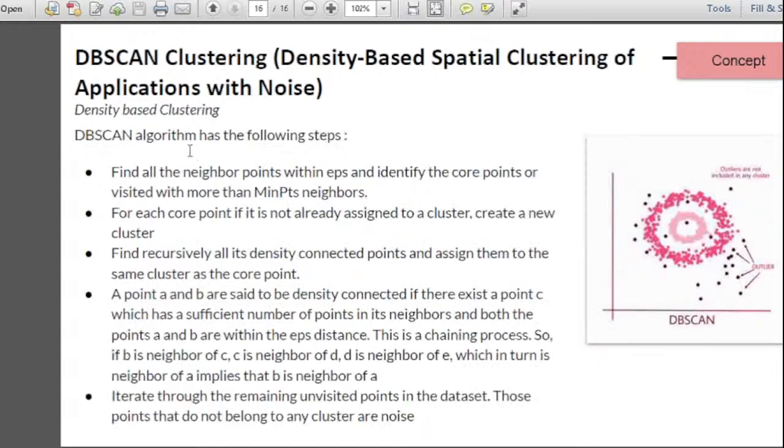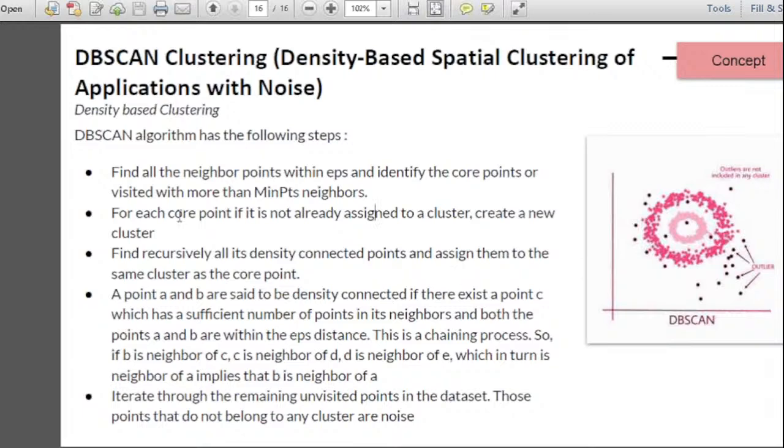Okay. So what are the steps in DBScan? Find all the neighbor points within EPS and identify the core points, or visited points with more than min points neighbors. So basically we start clustering them based on the minimum points and the distance. We start classifying them and grouping them.